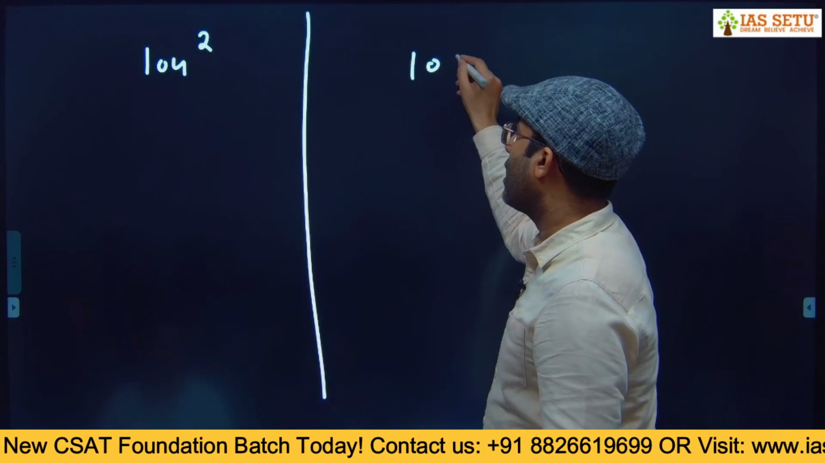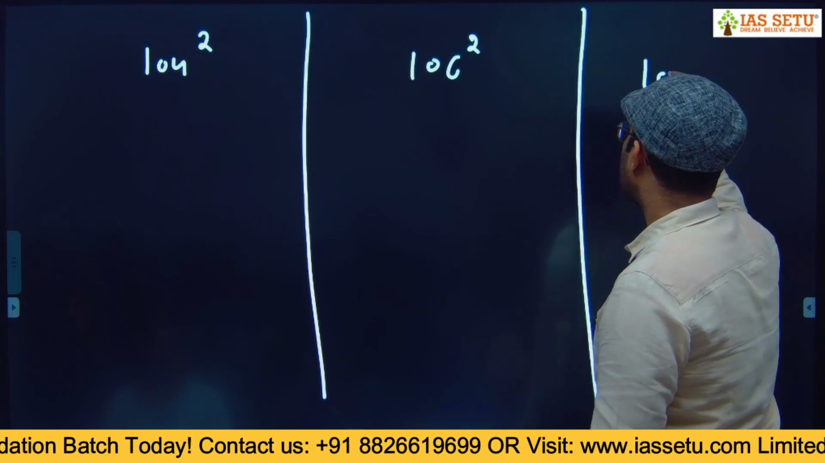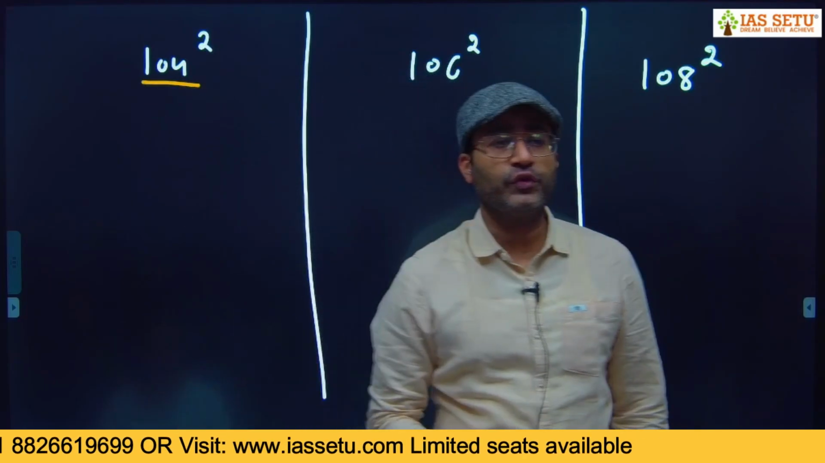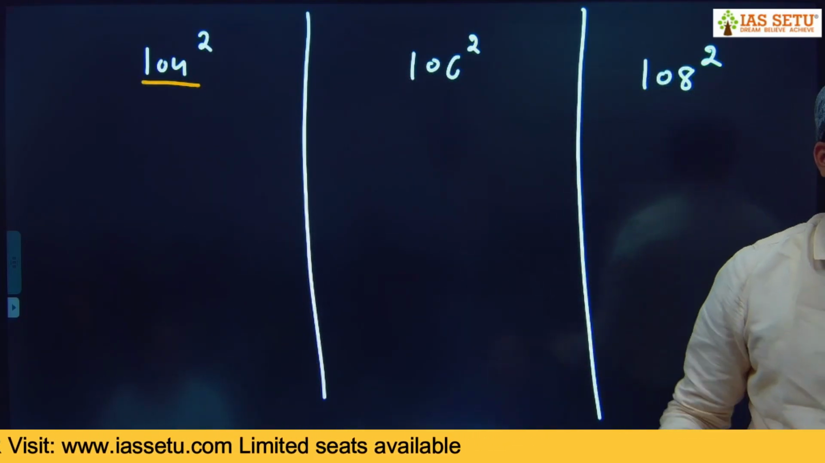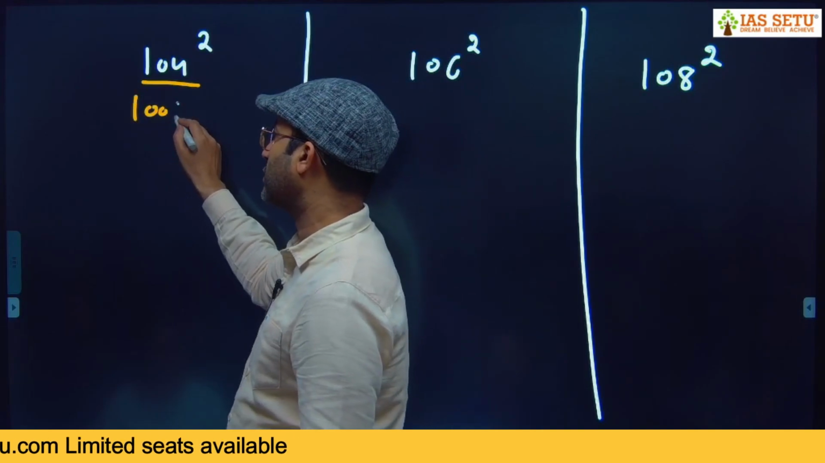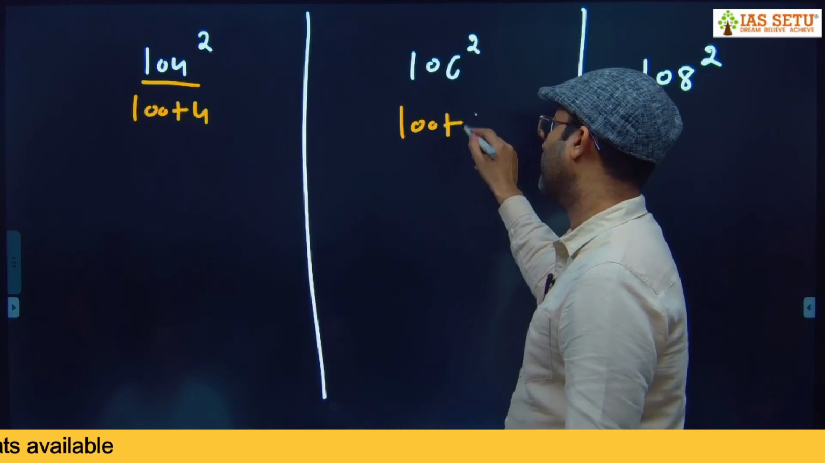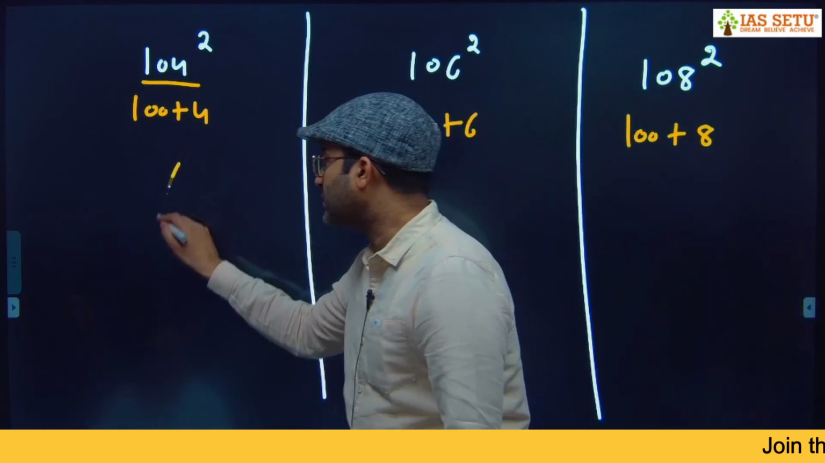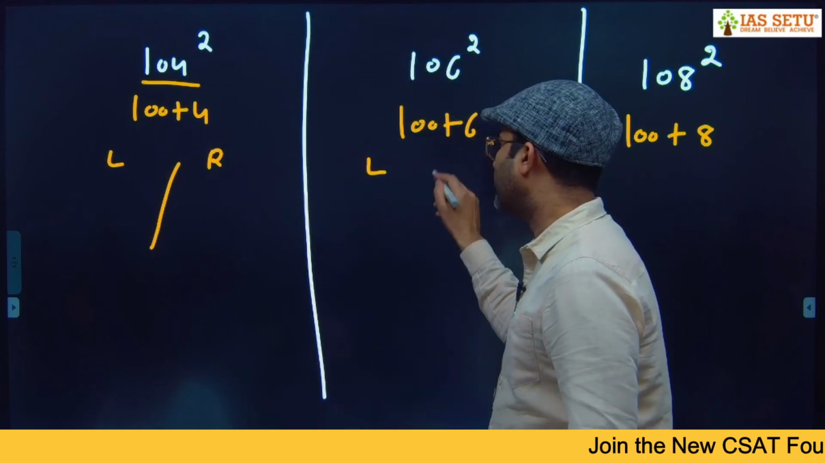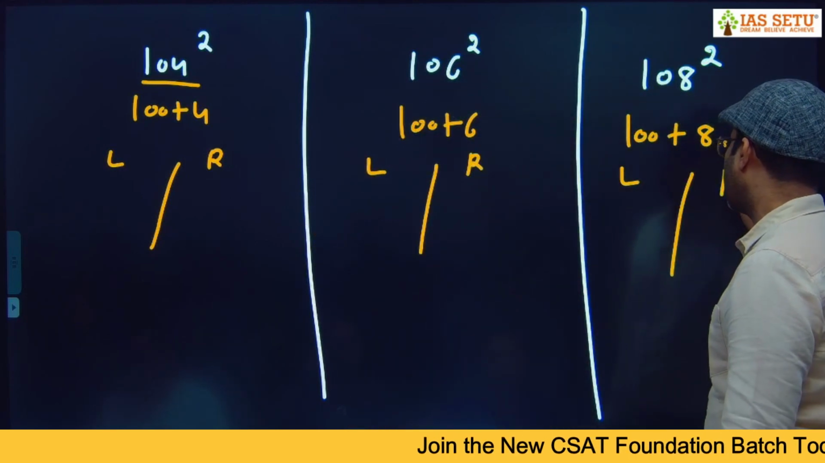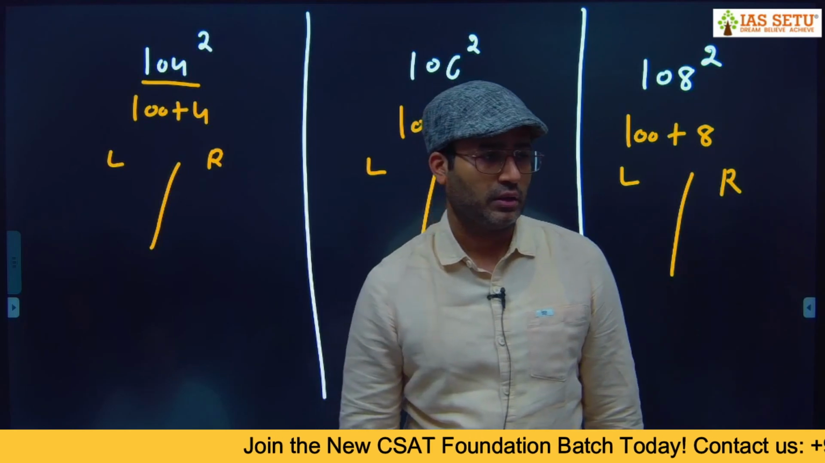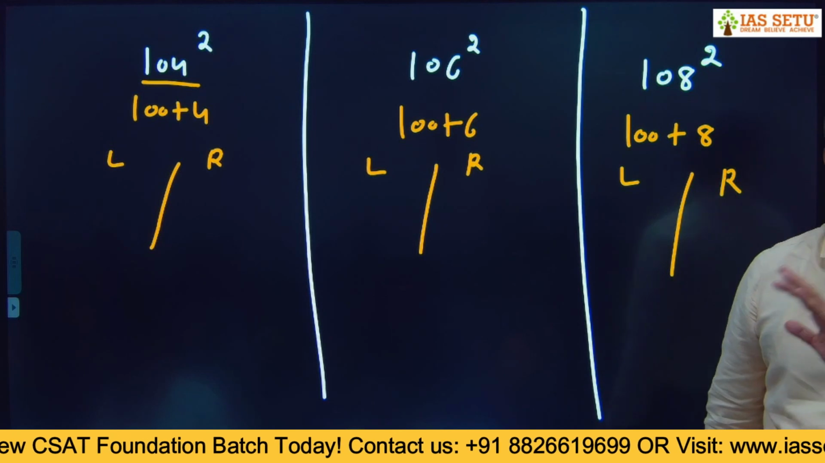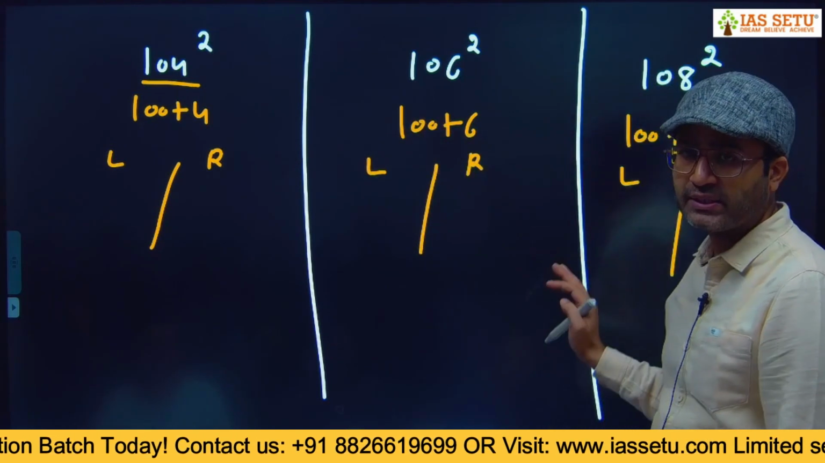104 square, 106 square and 108 square. So first, I told you we break this value with respect to 100. So it is 100 plus 4 because it is 4 extra. It is 100 plus 6. This is 100 plus 8. Fine. Step number 1, we have to break this value 100 plus or 100 minus. So it is 100 plus 4, it is 100 plus 6, it is 100 plus 8.